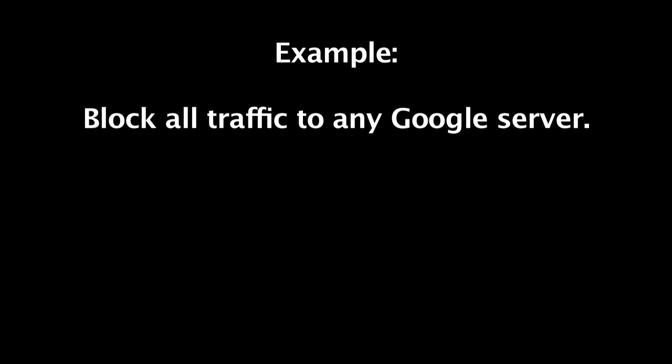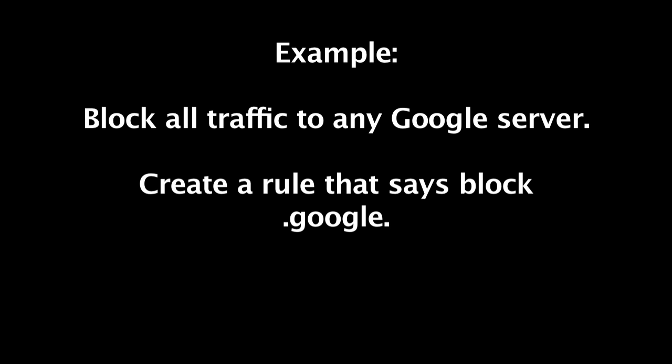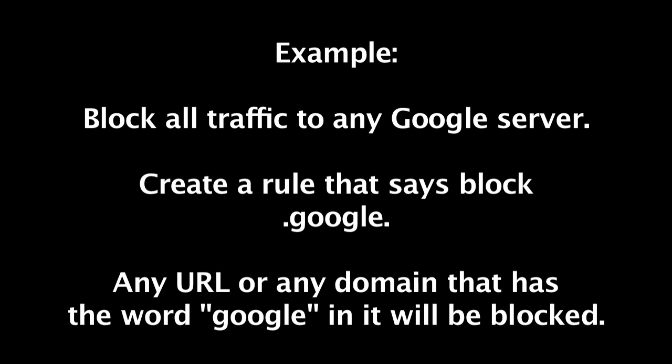So we're in the proxy server. Now, the proxy server, as I stated before, does a number of different things for you. One of the important things it does is URL blocking and domain blocking. So, for example, you can say block all traffic to any Google server. You can create a rule that says block.google. So any URL or any domain that has the word Google in it will be blocked.